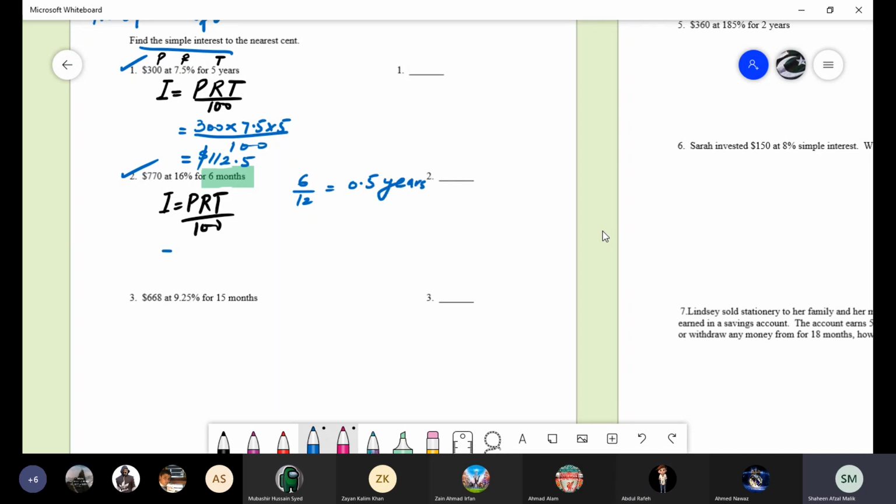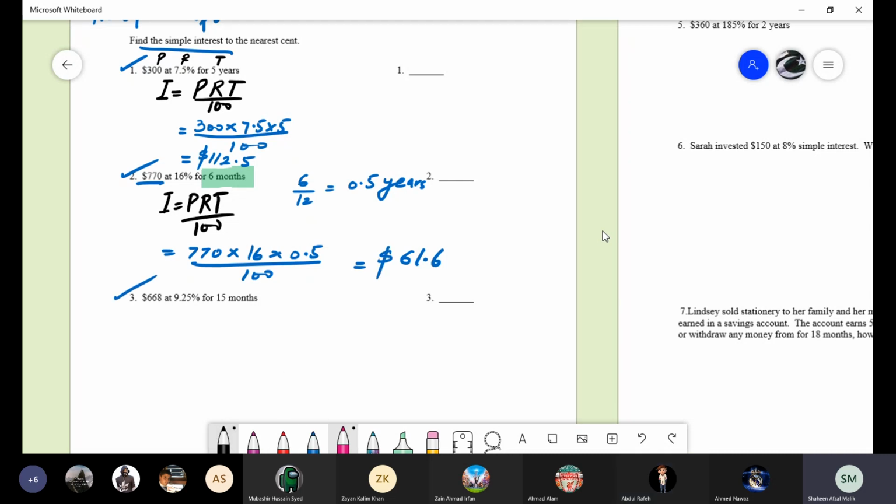Substitute the values. What is the principal? $770. Rate of interest 16, and the time 0.5, divided by 100. And the answer is 61.6. Very good.